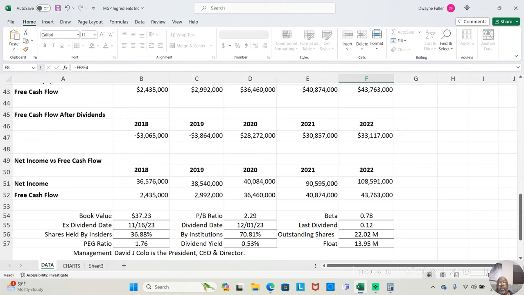But in 2020, they had 36,460,000 in free cash flow. After paying the dividend, they still had 28,272,000. So that year they could definitely afford to pay a dividend. And moving forward, in 2021, they had 40,874,000 in free cash flow, so it's increasing. And after paying the dividend, they still had 30,857,000. And in 2022, they had 43,763,000 in free cash flow, but after paying the dividend, they still had 33,117,000. So these last 3 years, they definitely could afford to pay the dividend and still had free cash flow left over.